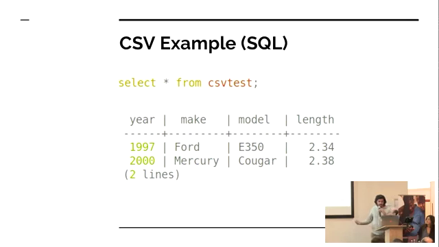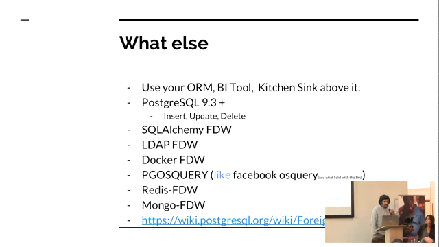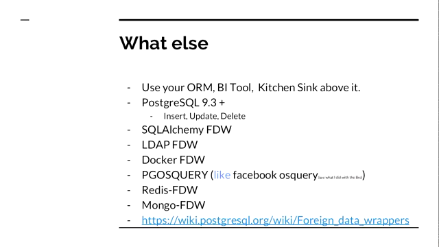And then you can just do a select star from your CSV, from your font table, and you can get your data in your Excel form. So, as you can see, the total line of Python goes about 44 lines, and your SQL is about 3 statements really. So what else? You can put your ORM on top of it, you can put your BI tool, you can put your kitchen sink above it, you can do one of those, right?